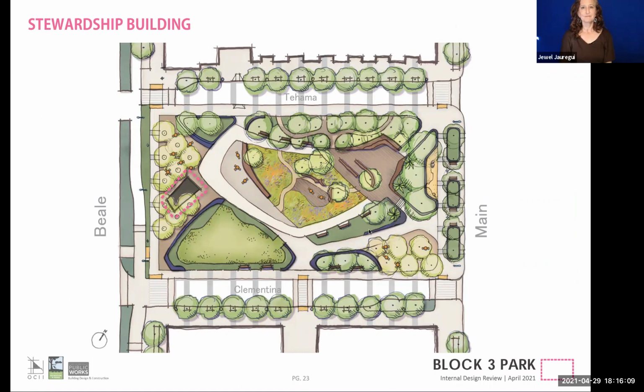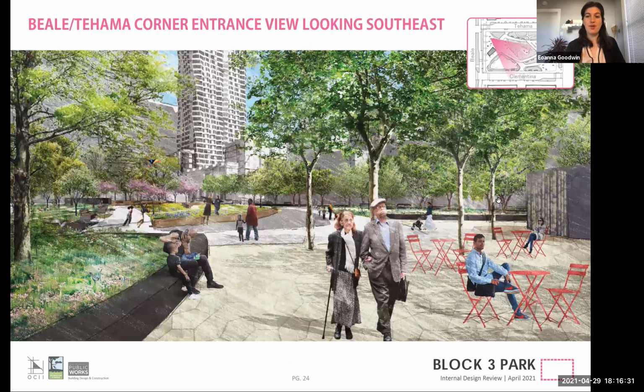Hi. So today we'll be showing 2 design schemes with you. Both are in the same general location. So it's along Beale Street in the Grove, amongst other trees, with the playground to the east of the building and an area for movable tables and chairs just to the west. This is a rendering from the last meeting. And what it shows here, this is from the corner of Tahama and Beale looking into the park. And here you can see the location of the Stewardship Building poking out on the right side.